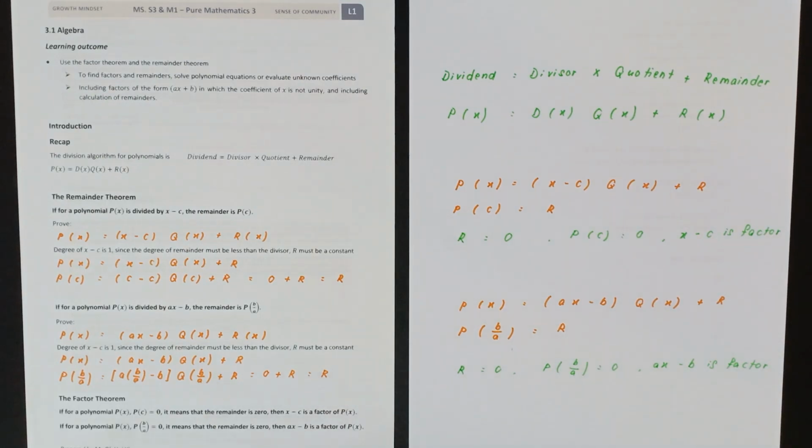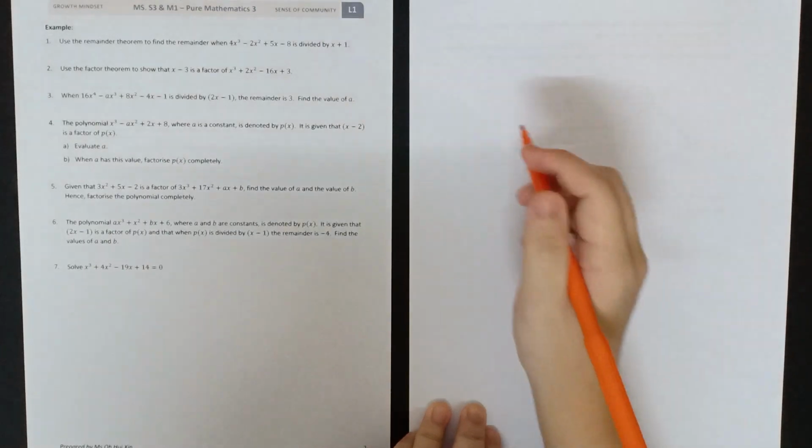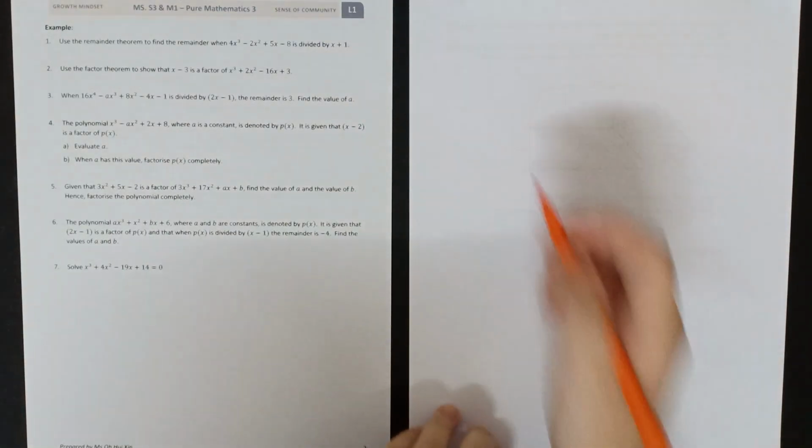Okay, so this is what we mean by the remainder theorem and the factor theorem. Now when we look at the questions, maybe you can have a better idea of it. Use the remainder theorem to find the remainder when 4x cubed minus 2x squared plus 5x minus 1 is divided by x plus 1. Okay, so the same thing.